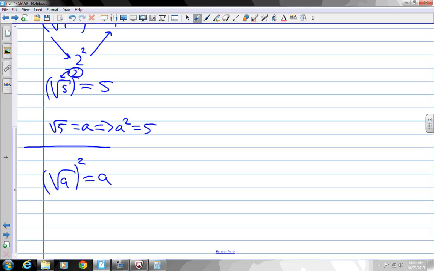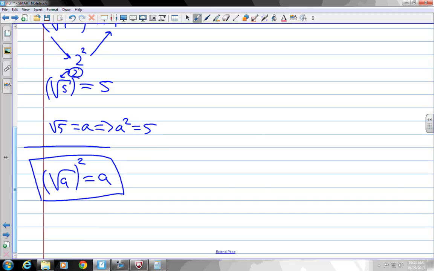Doesn't quite work the other way around. If you take a square root of something squared, you have to be a little more careful. We'll get into that in a little bit, but not today. But this is kind of a general rule. If you square a square root, it gets rid of the radical. Okay.